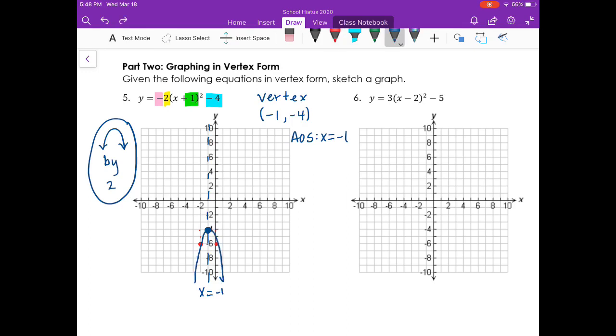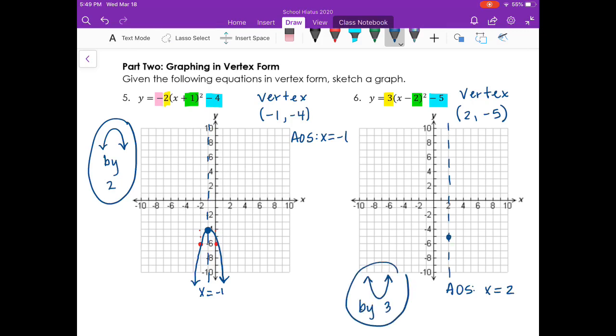Number 6 has a stretch by a factor of 3, a horizontal shift to the right 2 units, and a vertical shift down 5. The vertex is 2, -5, and the axis of symmetry is x equals 2. This graph opens upward with a stretch by 3.